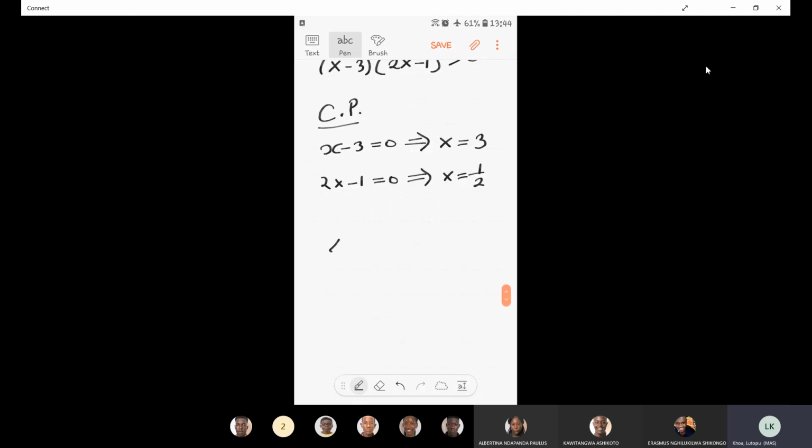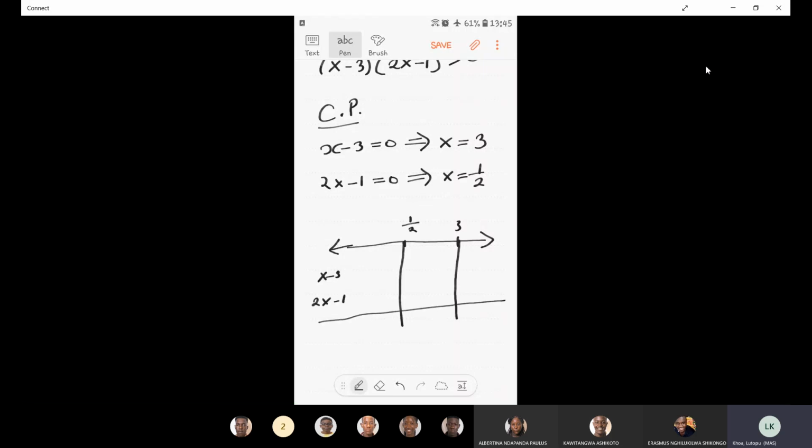So I draw a number line like that. And then I put my critical points on the number line. So I have half, and then I have 3. So the order that they come in should be the same as how they appear on the number line. Then I extend it to make a table. And then I put my factors, x minus 3 and 2x minus 1.